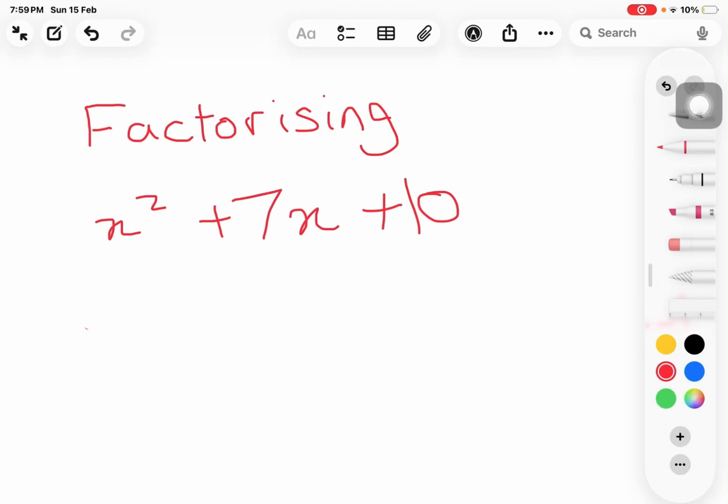Hi guys, we will today learn about factorizing. It's a very important topic in math. Firstly, you should read the equation very quickly, which is x squared plus 7x plus 10.